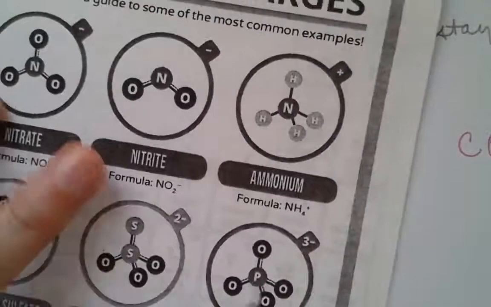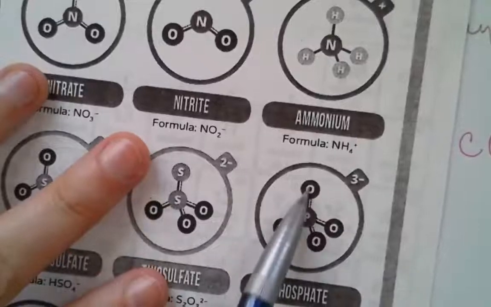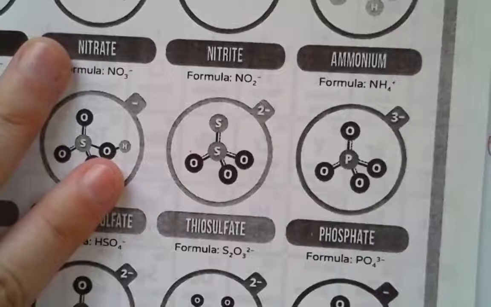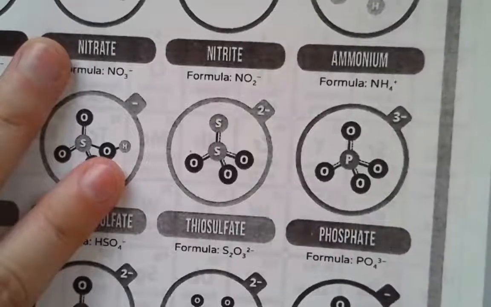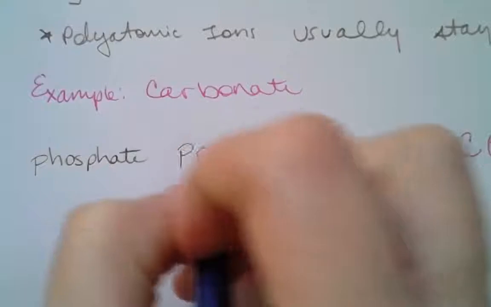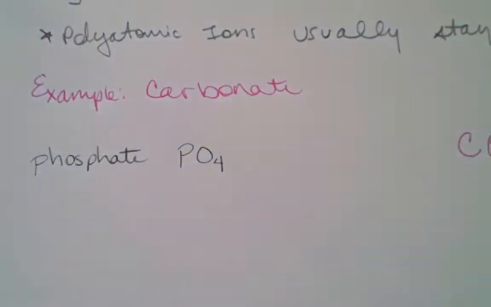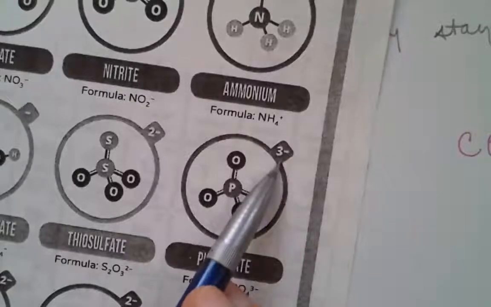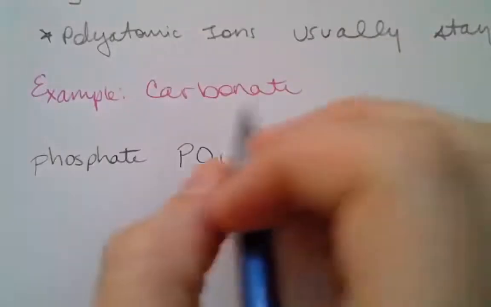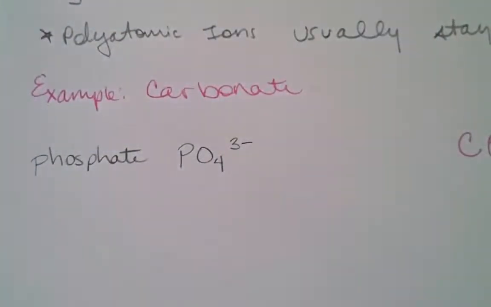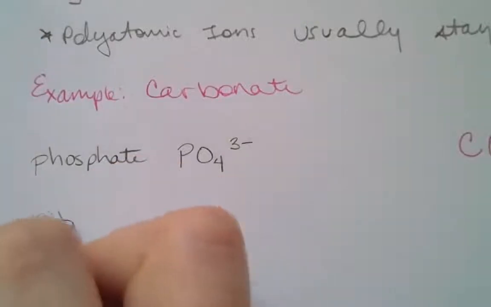Same deal. Your phosphate has 1 phosphorus in the middle, 4 oxygens around the sides. Do you need to know how we came up with that? You do not. As long as you've got this page and you can reference it, and you can say a phosphate is 1 phosphorus with 4 oxygens around the sides with a charge of -3, you are good to go. That is a phosphate.